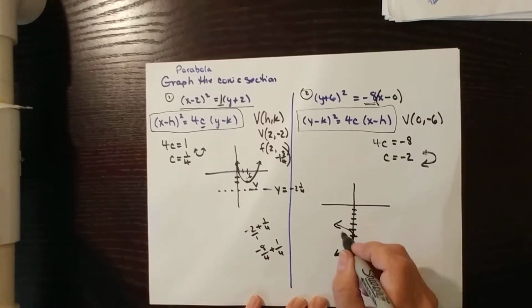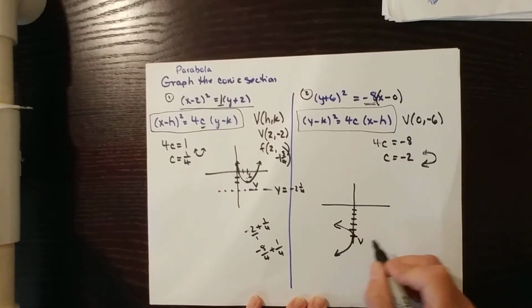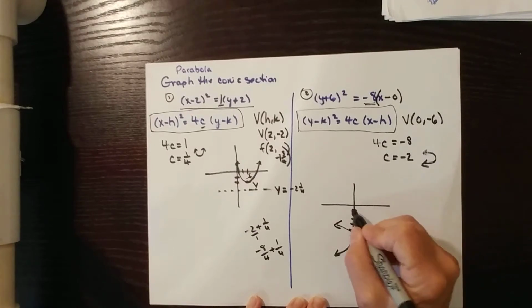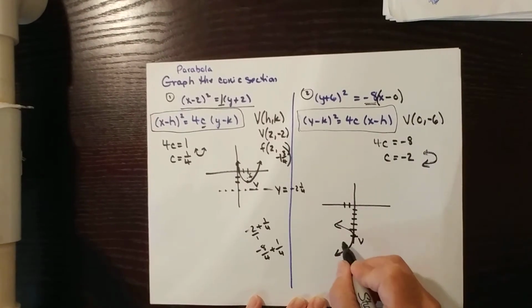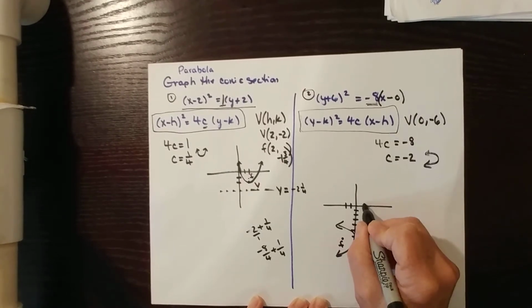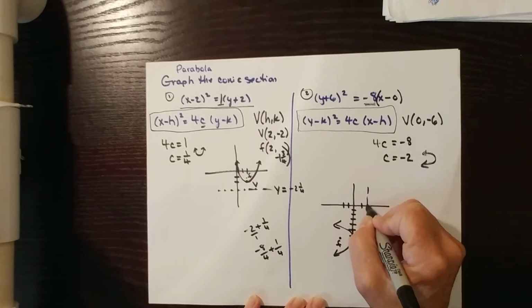I know the focus will be somewhere in here. It'll be enclosed by the graph, but the focus is 2 units from the vertex. So this is the vertex. It's always enclosed inside the graph. So that means I'm going to move 2 units to the left and put my focus, and then I'm going to go 2 units to the right, and this is where the directrix will be.